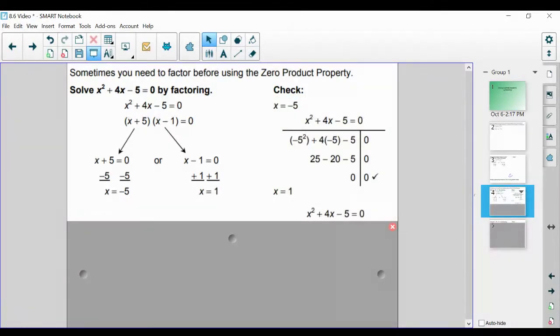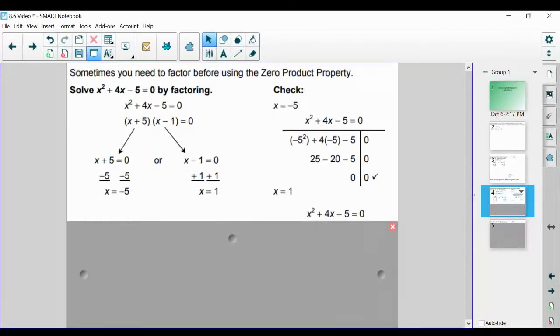So if we have x is equal to negative 5, as we substitute it back into our original equation, we're going to end up with 0 is equal to 0. We also, if we substitute it into the binomials that represent the original equation, we would end up with 0 times negative 6, which is still 0.